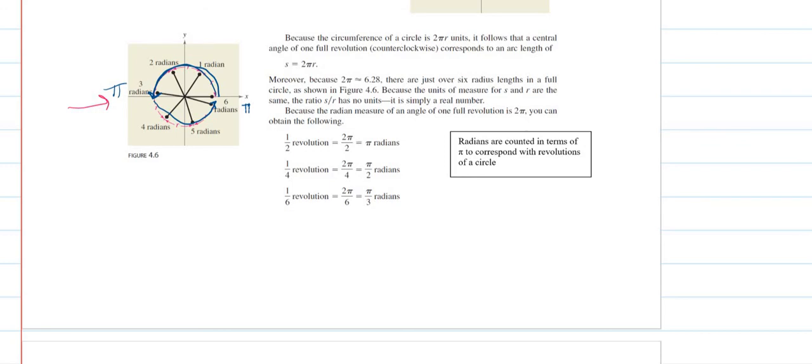So we can break up our circle into different units of pi, because that's going to be an easier way to talk about radians than to talk about 6.28 as a value. So we know that halfway is pi radians. If we went a quarter of the way, like that, that would be 1/2 of a radian. If we went 1/6 of the way around, that would be 1/3 of a radian. And radians are counted in terms of pi to correspond with revolutions of the circle.